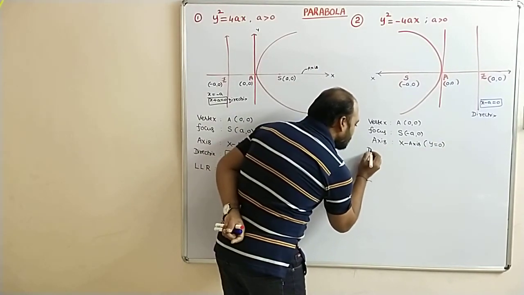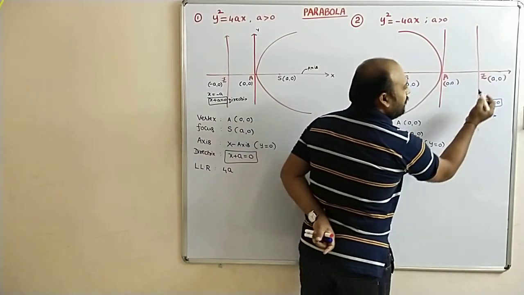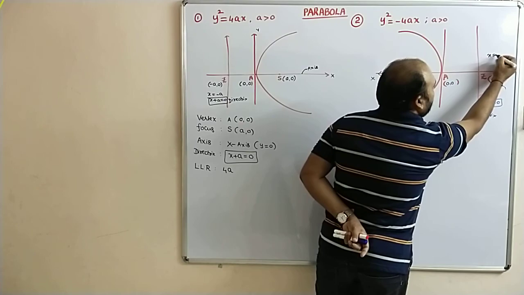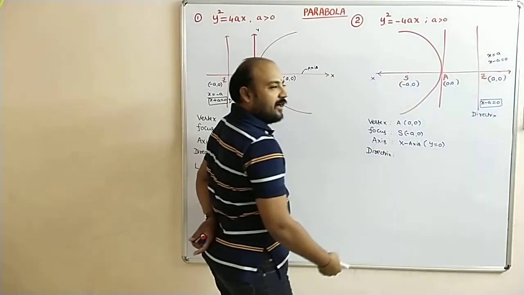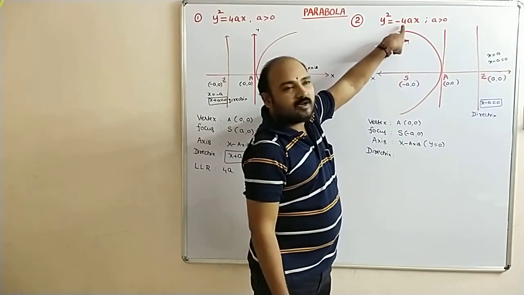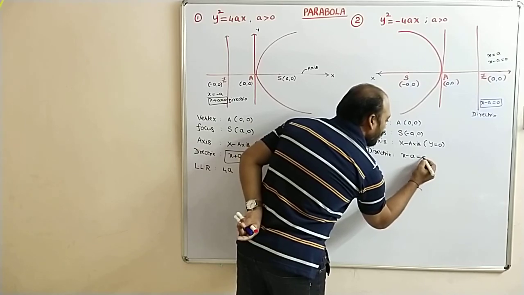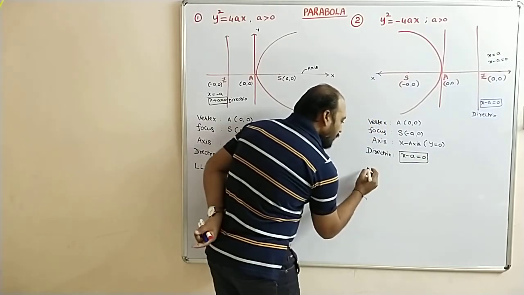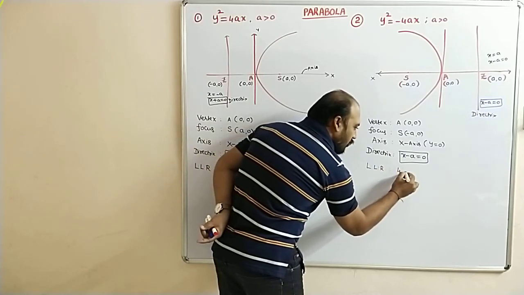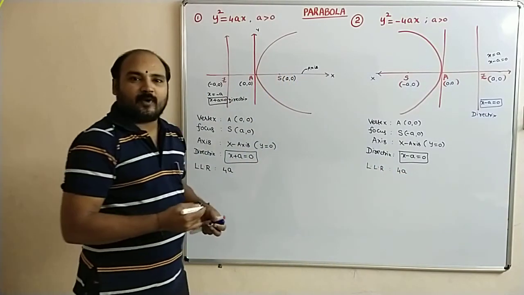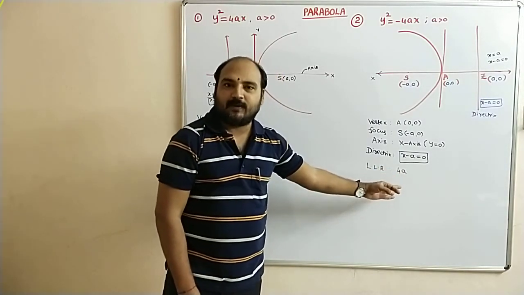Next, directrix. So here x is equal to a. That a we can take this side: x minus a equal to 0. That is called the directrix. Here already I told the logic how to remember. x minus a equal to 0 is the directrix equation. And length of latus rectum, LLR, is equal to 4a. For any type of parabola, the length of latus rectum is equal to 4a.